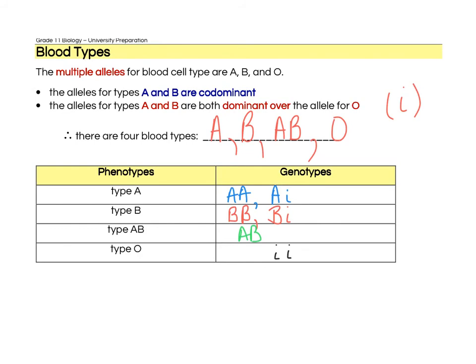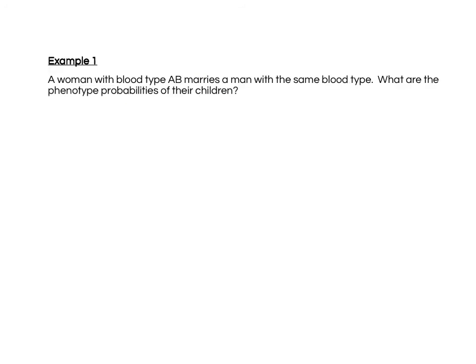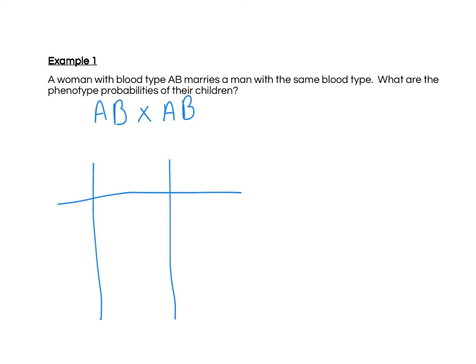So let's see how this plays out when we look at Punnett squares. So here's an example to start us off. We have a woman with blood type AB that marries a man with the same blood type. What are the phenotype probabilities of their children? Well, all I'm doing in this case is just saying a person with AB blood type crossed with another person with AB blood type. So that's a Punnett square that is a monohybrid cross.